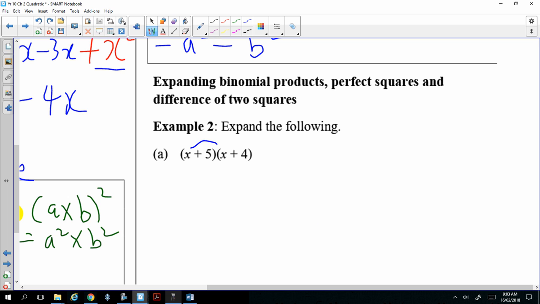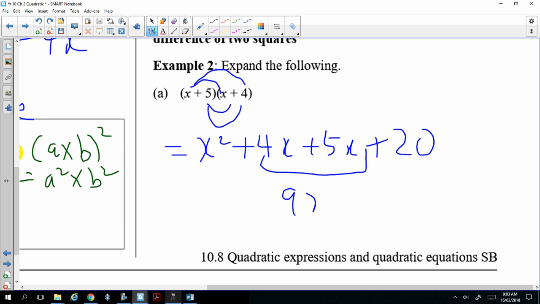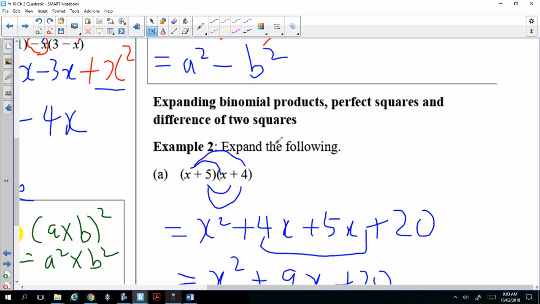Doing the long way. So you go x times x is x squared, x times 4 is 4x, 5 times x is 5x, and then 5 times 4 is 20. And if you collect like terms, what do you get? You get 9x. Okay, so you get this quadratic expression. Quadratic means there's an x squared term. Quadratic means square in Latin. Any question?